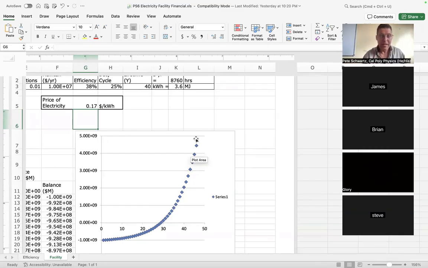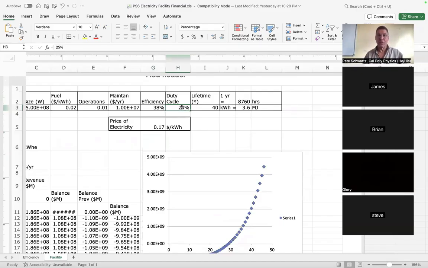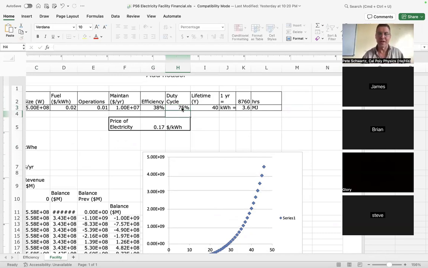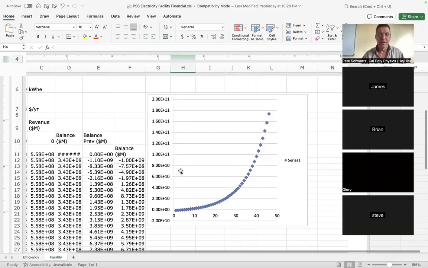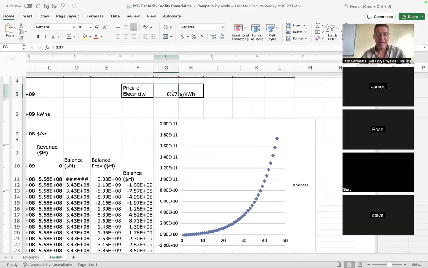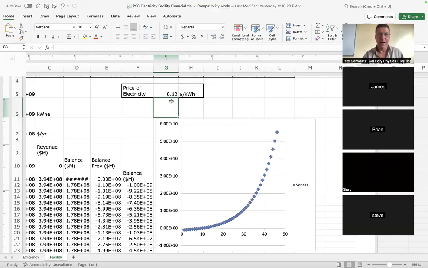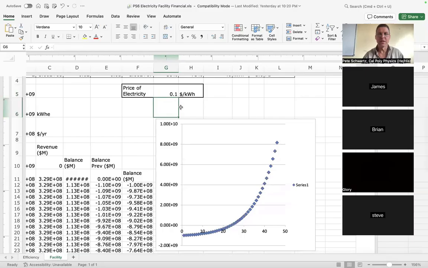Now, what if instead of producing electricity at 25% duty cycle, 1/4 of the time, we are able to produce it 75% of the time? Now we find that we're not in debt very long at all because we're making more money faster. And now we could probably charge 15 cents. We could probably charge 12 cents. Yeah, we could charge 10 cents. Yes, we could sell our electricity very cheap.